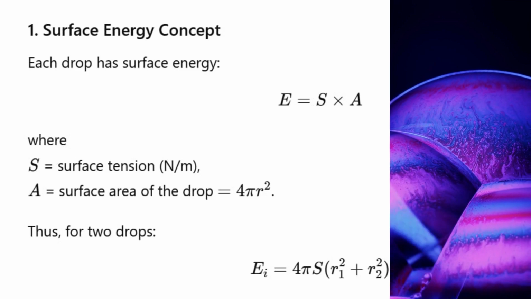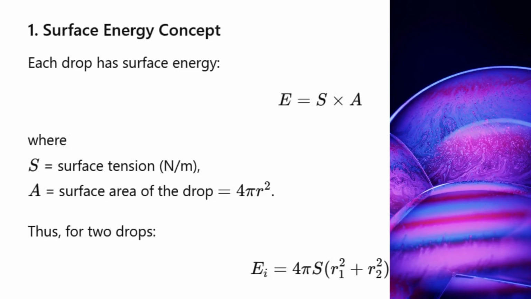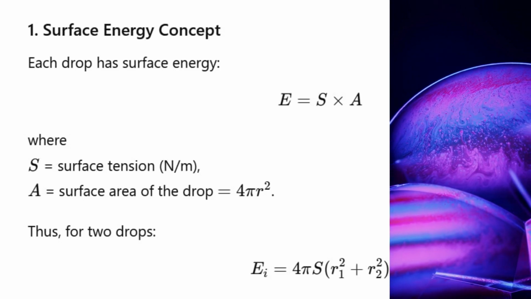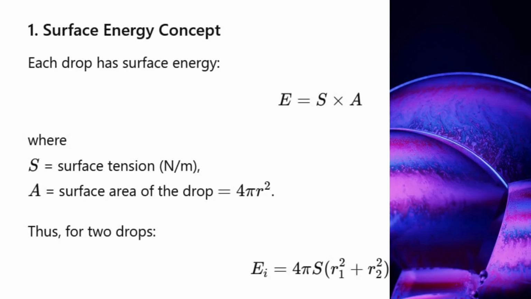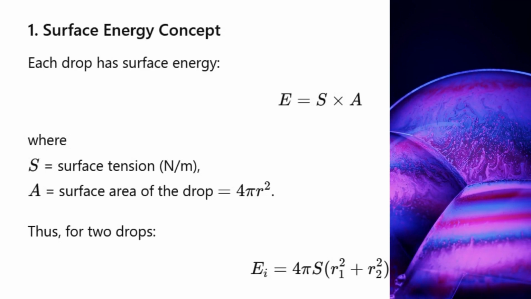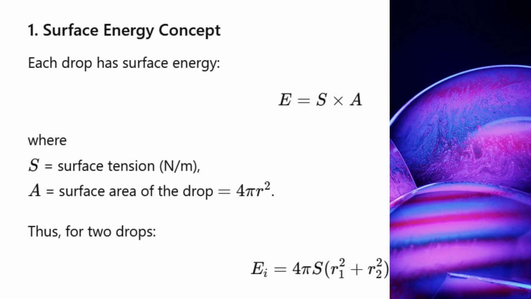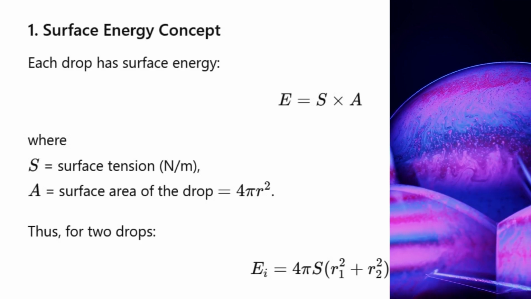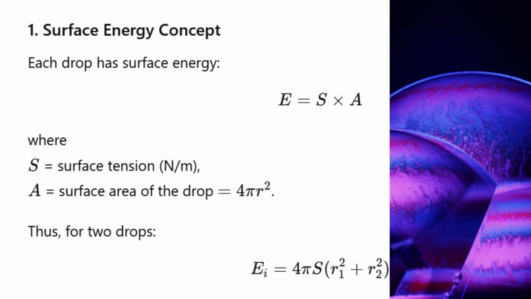Let us try to derive this surface energy. Each drop has a surface energy, given as the surface tension into surface area. S represents the surface tension, given in Newton per meter. A represents the total surface area of the drop. Since the drop is spherical, its surface area is 4 pi r square.